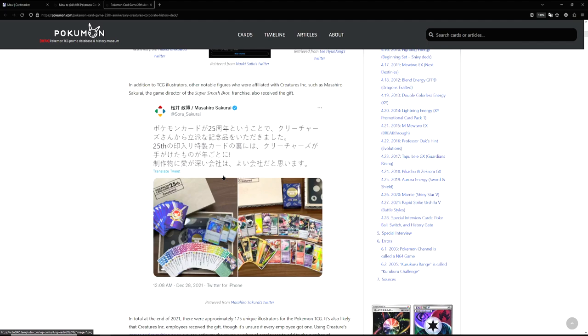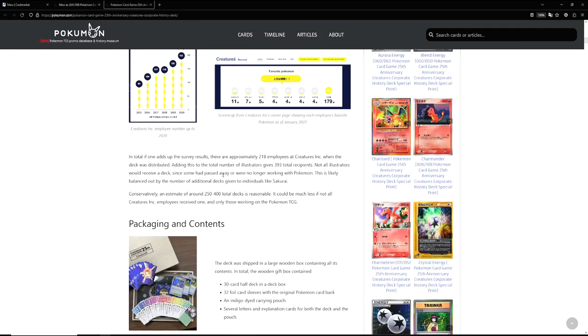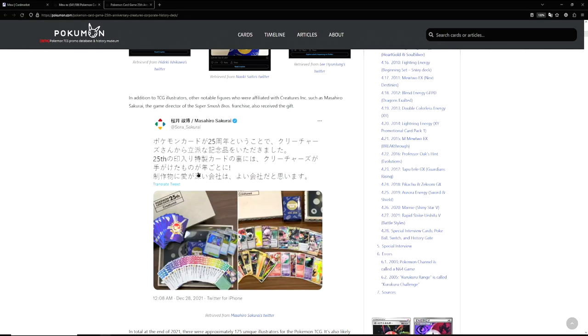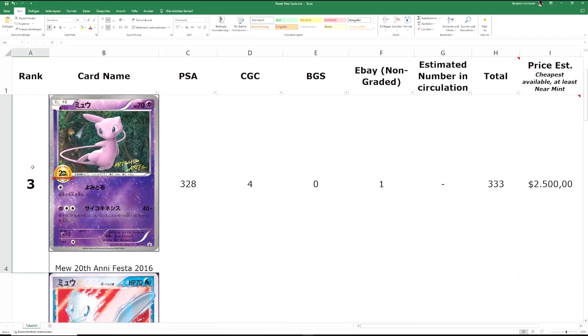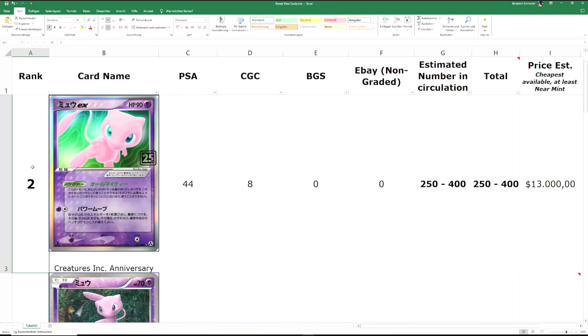And I think the estimate of decks out there is 250 to 400. So this is what I went with in terms of ranking all the cards. This one being obviously very, very expensive and very sought after, which is why it only ranks at 2, with number 1 still to come.